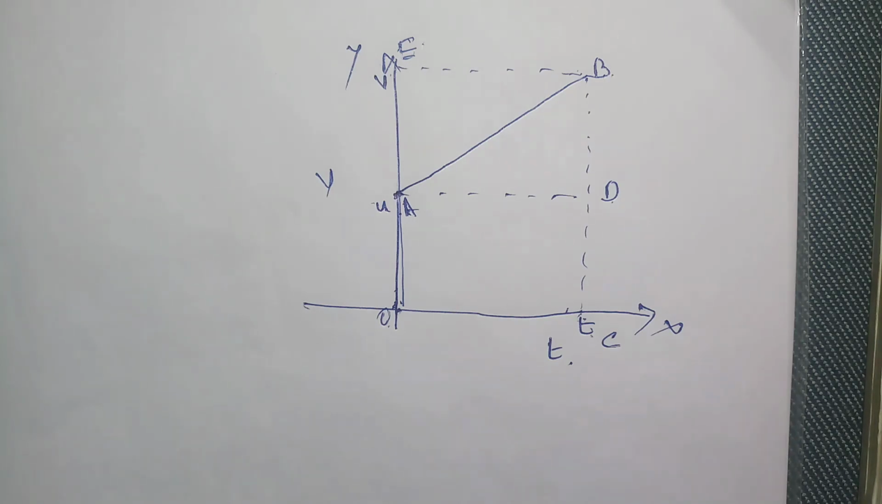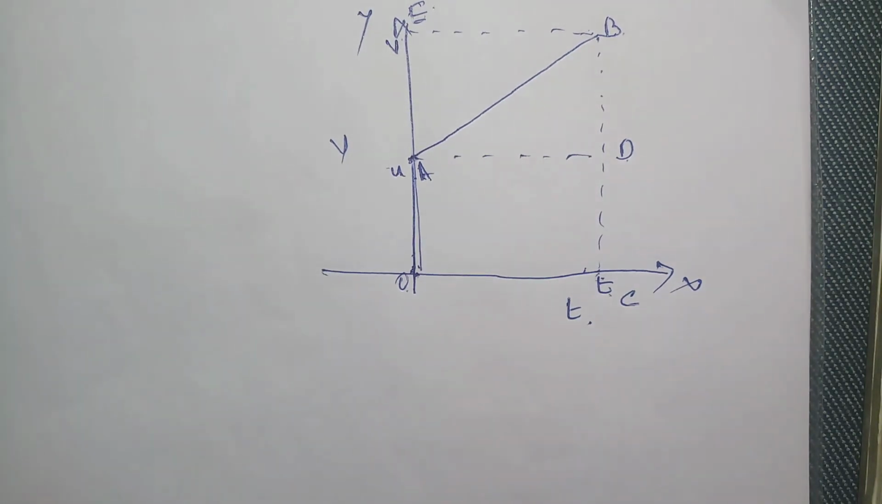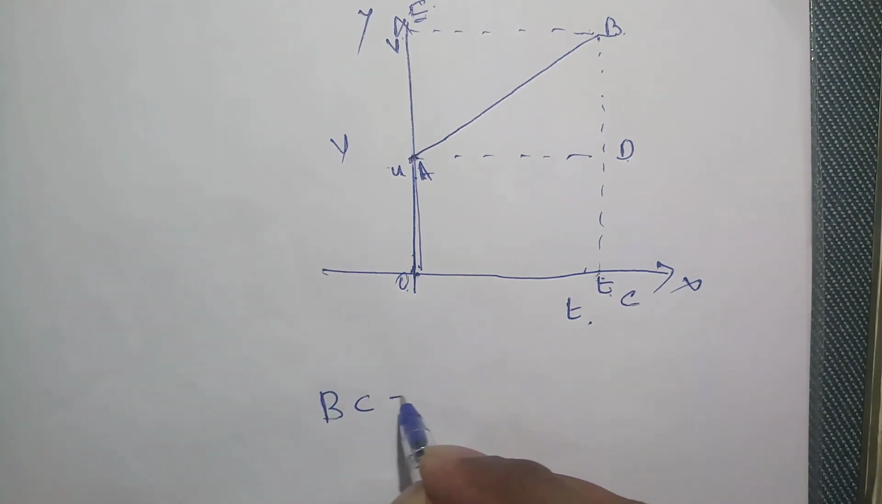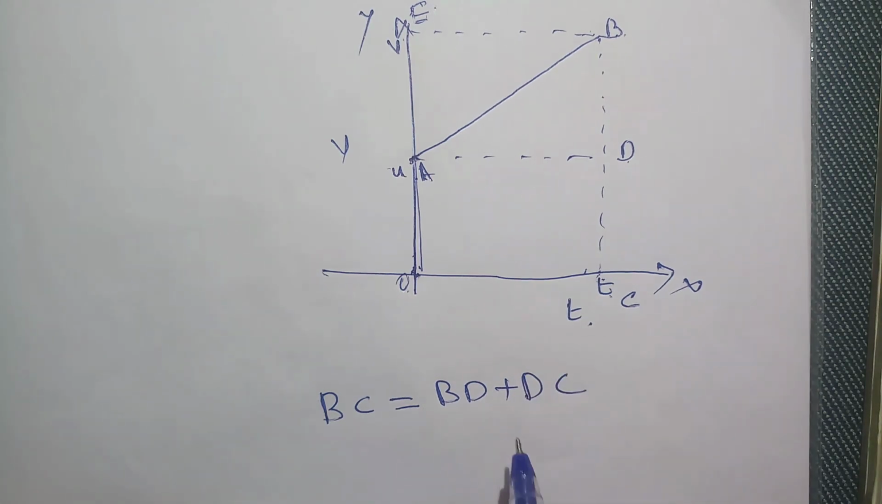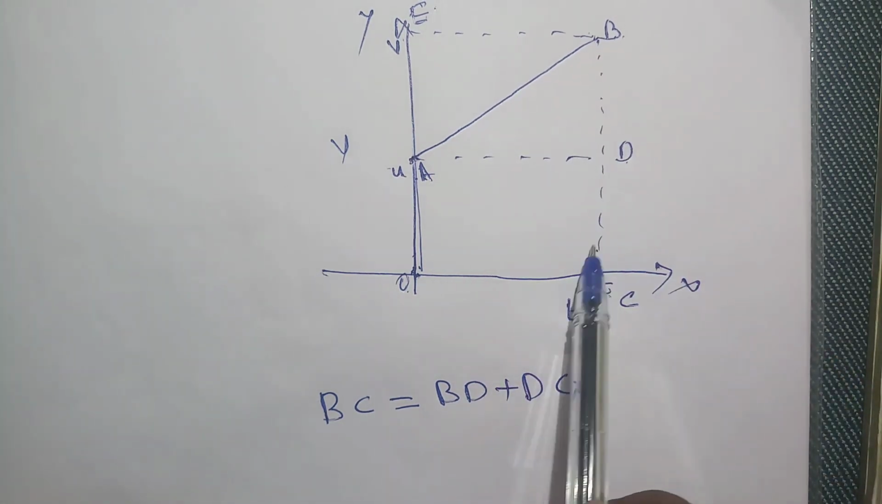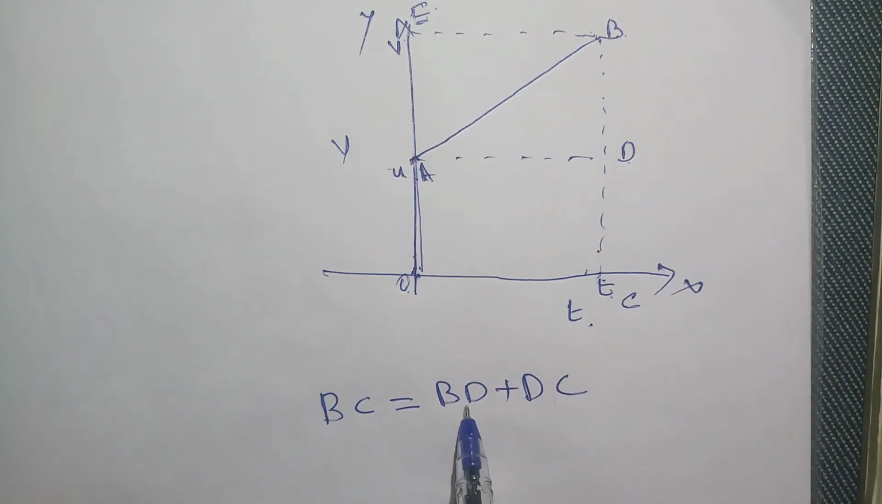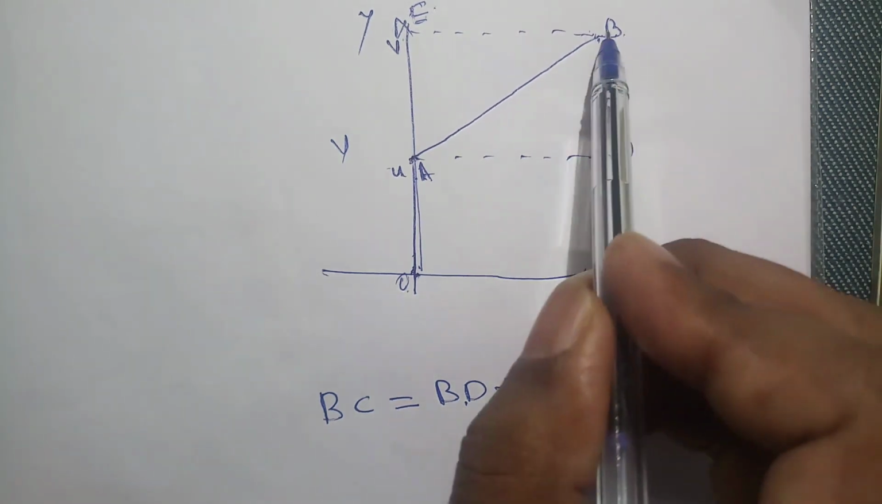Again we will go to the graph. So what is the first equation? It is the equation for the velocity-time relation, that is v is equal to u plus at. That one we have to take here. Okay. So for that one, first let me write like this, that is BC is equal to BD plus DC. That is, BC means this one. BC is equal to BD, this one, plus this one.